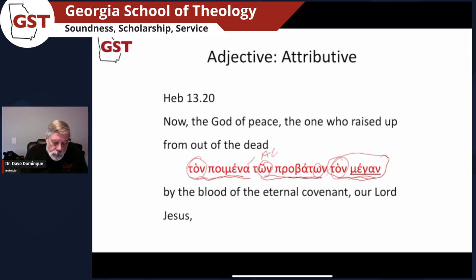You don't recognize it automatically. You should recognize this. Could be accusative. It also could be nominative. And it could be masculine, or it could be neuter. In this case, the word here, poimena, is in the accusative. I know that. This is one of those third declensions where the stem ends in a consonant.